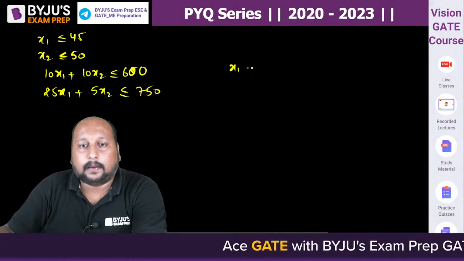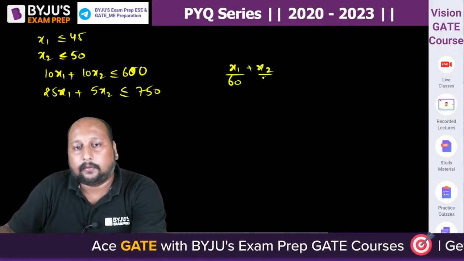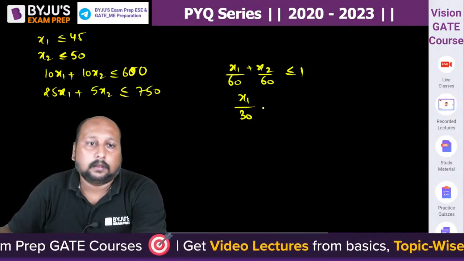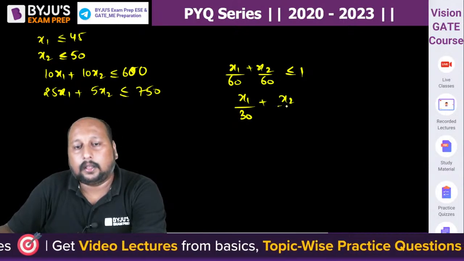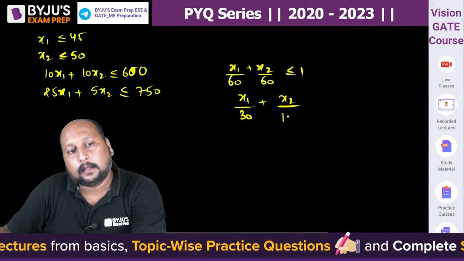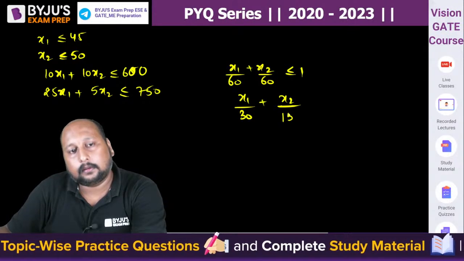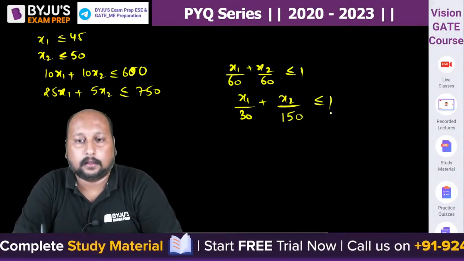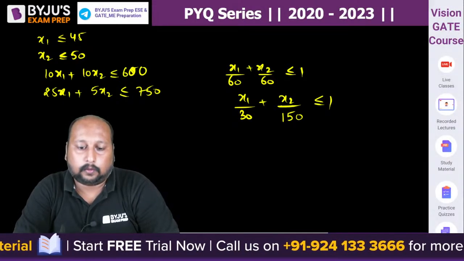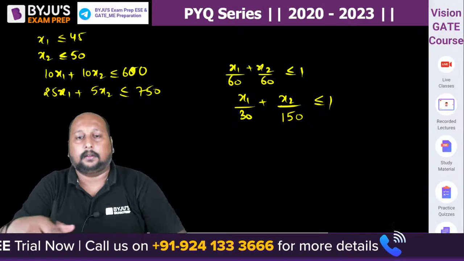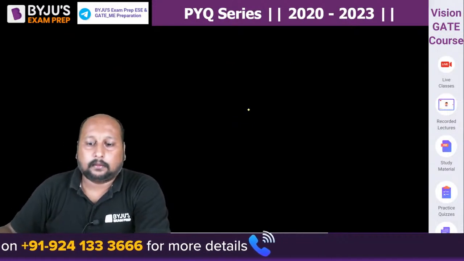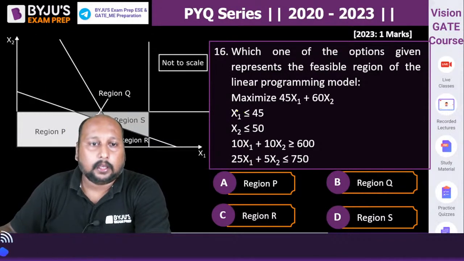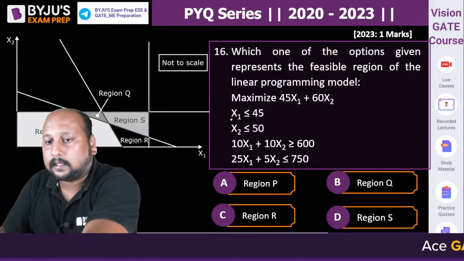We can say x1 plus x2 divided by 60 less than equal to 1. Over here we can say x1 divided by 30 plus x2 divided by 150 less than equal to 1, and 750 divided by 25. All right. So let us identify the feasible region that we are having. Let us try to draw it over here only, because this is the feasible region that we are getting.